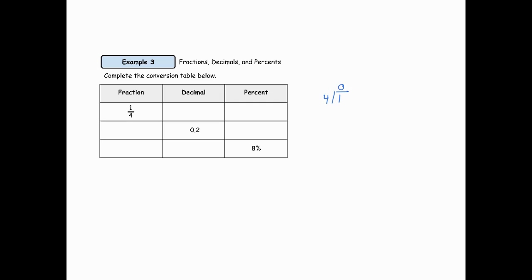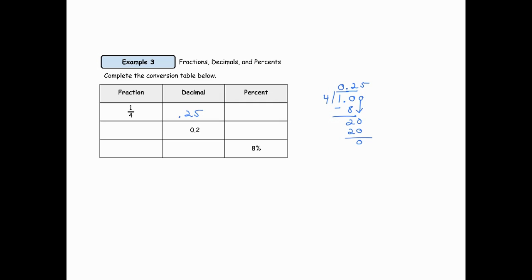4 goes into 1 0 times. What we have to do is add a decimal and a 0. 4 goes into 10 twice. When I multiply, that's 8, and subtract, I get 2. Add another 0, bring down the 0, work on top of the 0. 4 goes into 20 exactly 5 times. So when I multiply, that becomes evenly 20. As a decimal, 1/4 is the same thing as 25 hundredths.